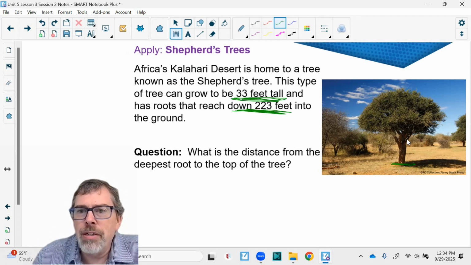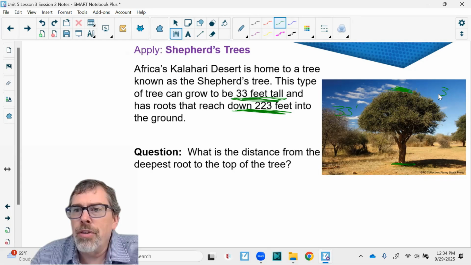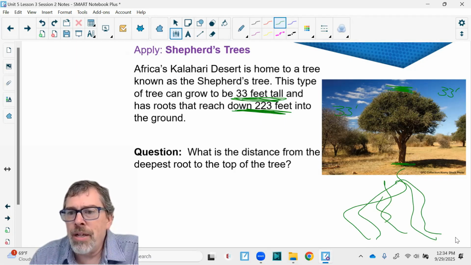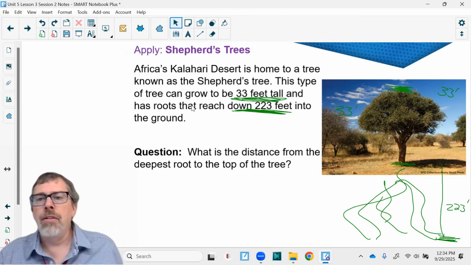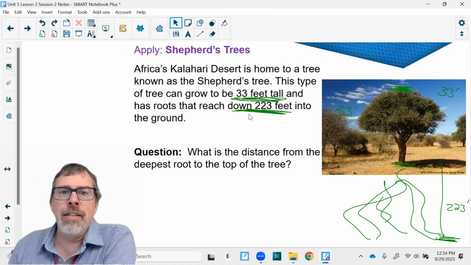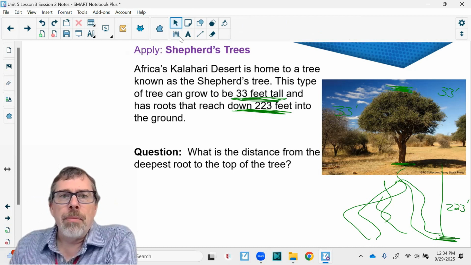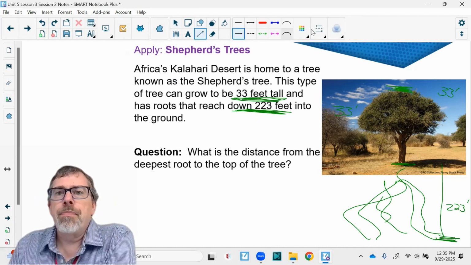So this from here to here is 33 feet. Can't really see drawing in here. 33 feet just from the top of the tree to here. But then the root system is coming down like this, and they're going all the way down here. And the distance from here to here is 223 amazing feet. Okay, looking for water. It's arid in the desert. All right, so how are we going to do this problem? Well, let's try a number line.